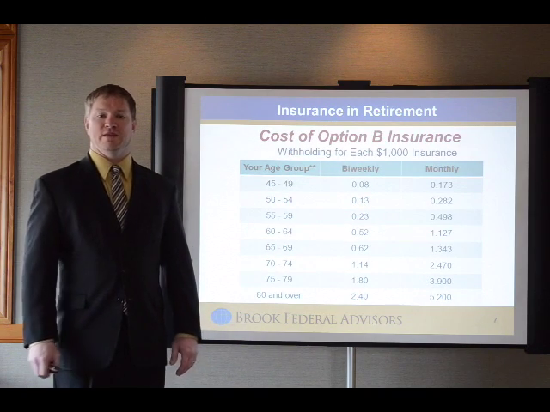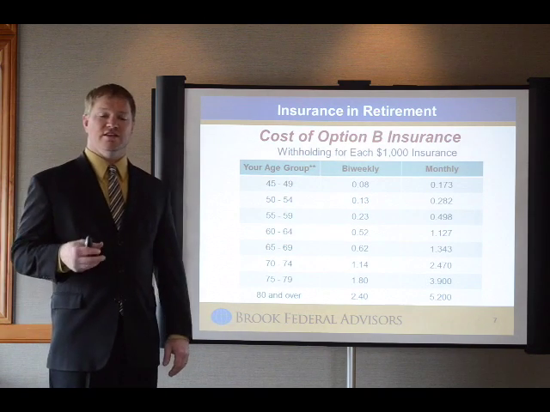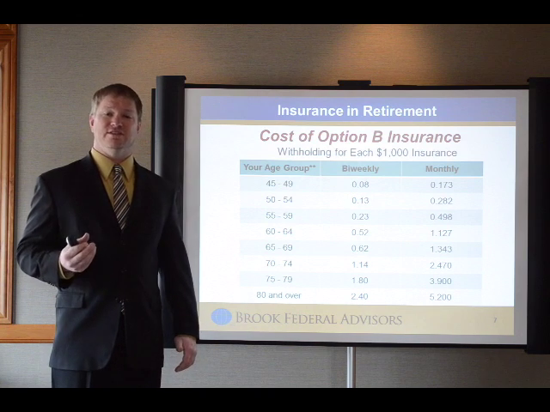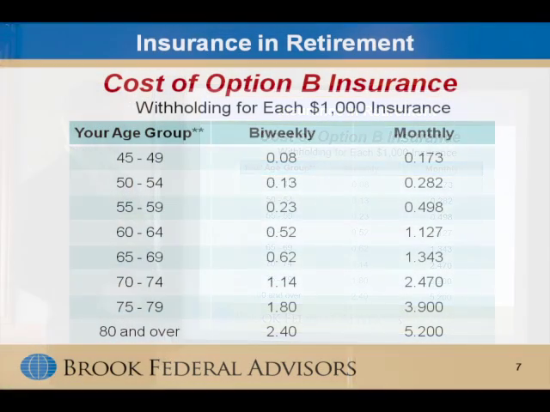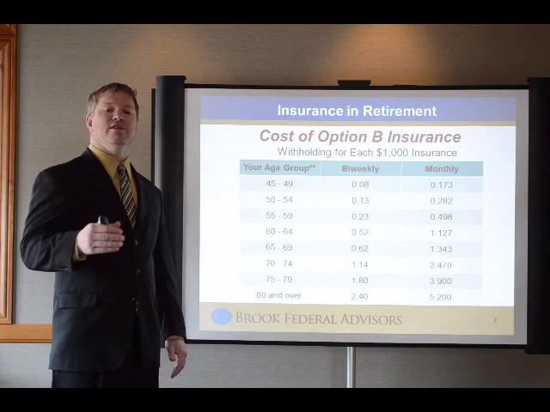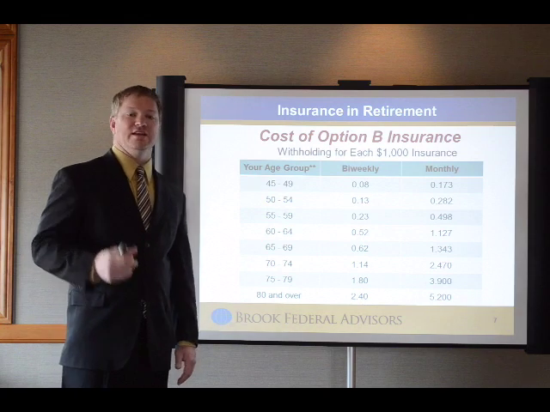Option B costs, and this is where most people are going to get their largest level of insurance, have a very similar scenario. If you see the biweekly costs here per paycheck, 8 cents at 45, you're almost triple at 55 up to 23 cents, and you are almost triple again up to 62 cents at age 65. So every 5 years in there, you're going to see again that significant increase in cost.